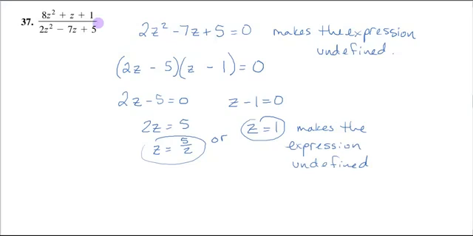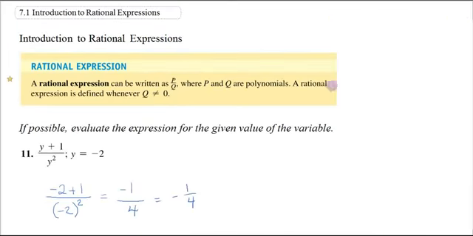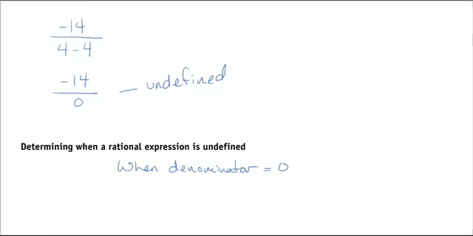Now what about the numerator? You may be looking at that numerator and saying, gosh, isn't there something we could put in there that makes that undefined? But remember what the definition says. The definition says that a rational expression is defined whenever q, the denominator, is not equal to 0. So it has nothing to do with the numerator, it has everything to do with the denominator in a rational expression.